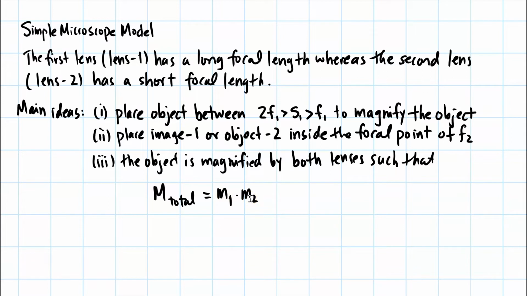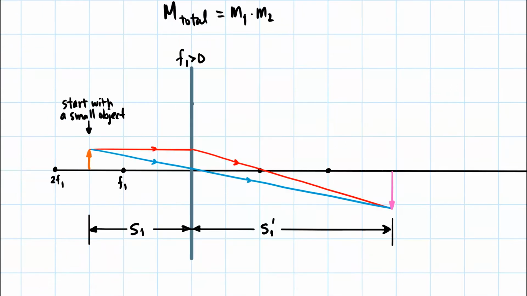Let's draw this ray diagram in steps. For a microscope, we start with a small object. We place that object between 2f and f. Now, drawing ray 1 and ray 2, I get an image here in pink that should be outside of 2f. This image now becomes the object for lens 2. We want to put lens 2 such that this image just falls inside of the focal length f1. Let's draw that in.